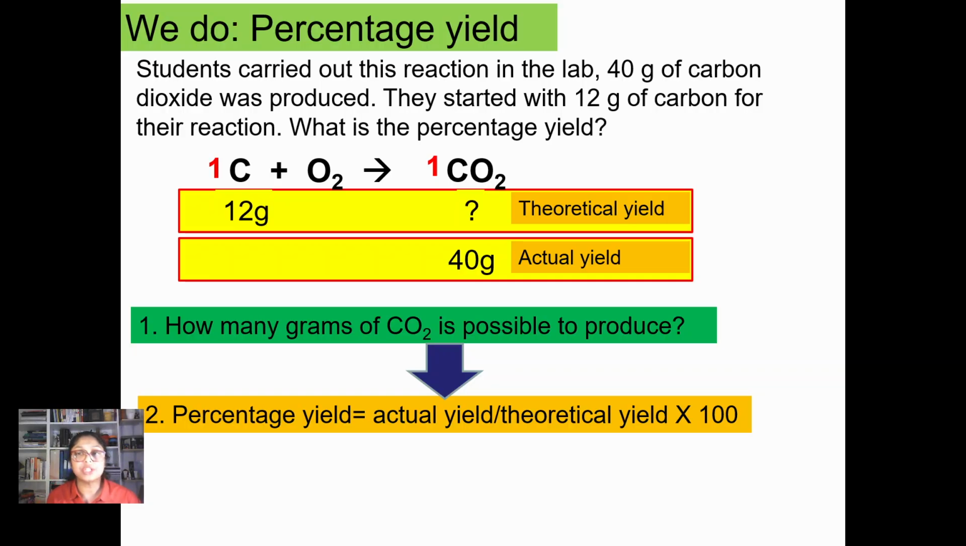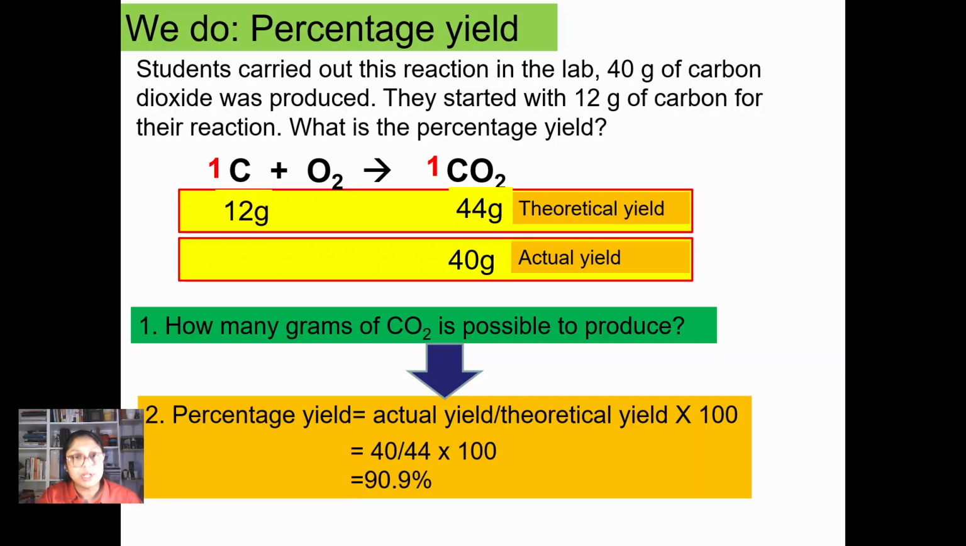Now in the question they said 40 grams was produced in reality, which is the actual yield. So use the equation of percentage yield, write down the numbers and key them into the calculator to calculate the final answer. Again, 40 over 44 times 100, 90.9%. So that is the percentage yield of this reaction if you start with 12 grams of carbon.